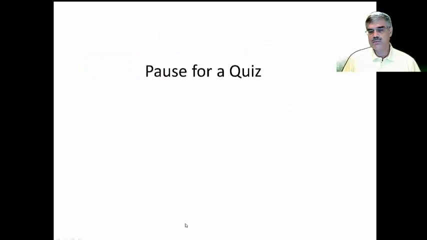Okay, so we will pause for a quiz, and when we come back, we'll talk more about what is called the second law of thermodynamics and why it is that hot and cold cannot spontaneously separate from one another, but actually the opposite occurs, that thermal energy flows from a hotter to a cooler object.